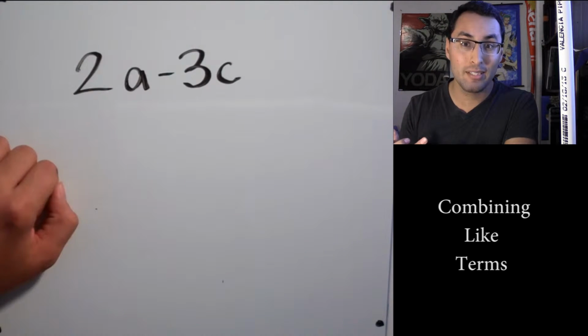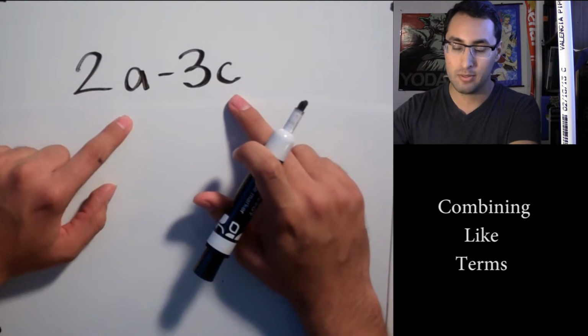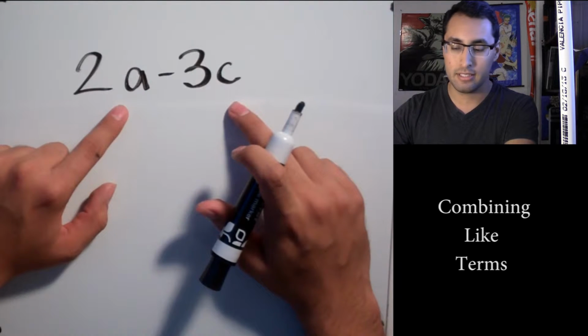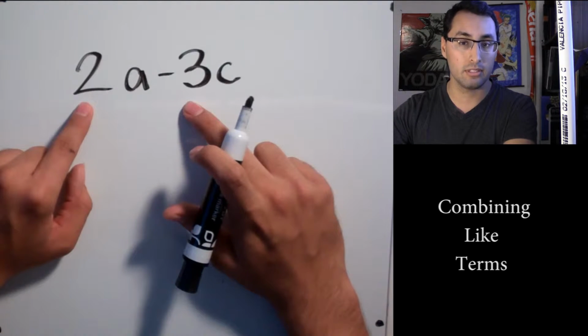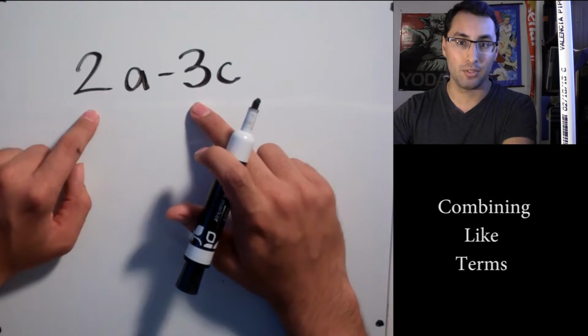That means you cannot combine those two things. They're not the same thing. We said for like terms, they have to have the same letter. Well, this is a, this is c. They fail at that. The numbers in front tell me how many of those I have, and those are what we call coefficients. So it turns out that this is your answer. You can't simplify it any further.